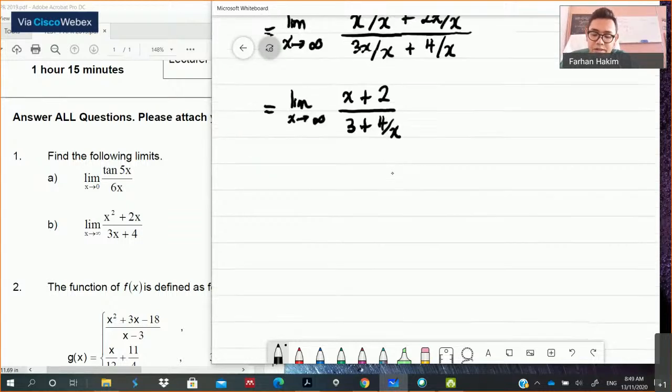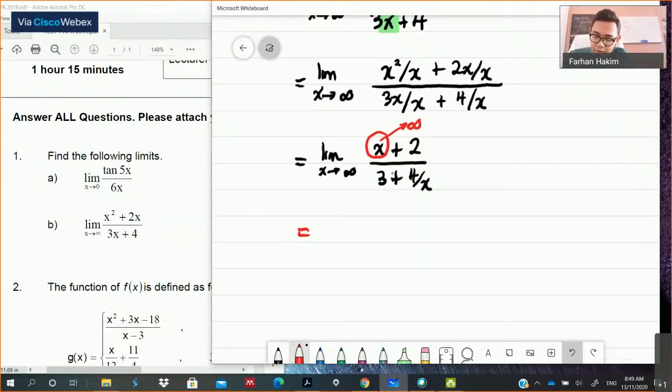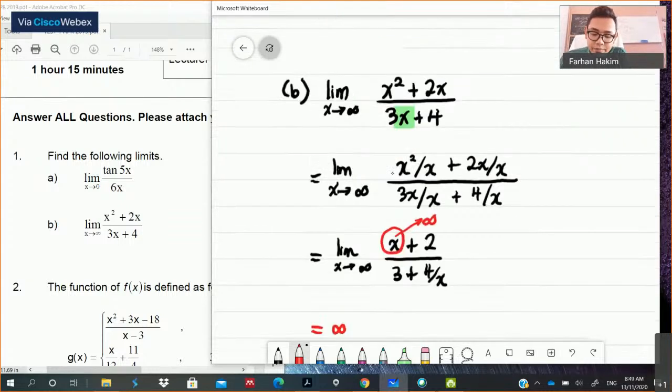Now we try to substitute the value of x with infinity. Because we have x here, this will turn to infinity. Infinity plus 2 will still be infinity. So our final answer will be infinity, because infinity plus 2 divided by 3 plus 0 is still infinity. So that's it for question B.